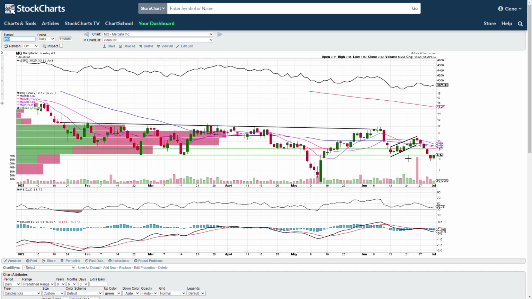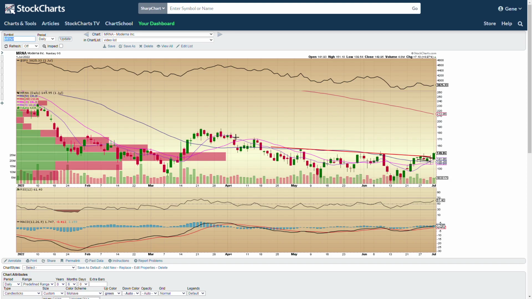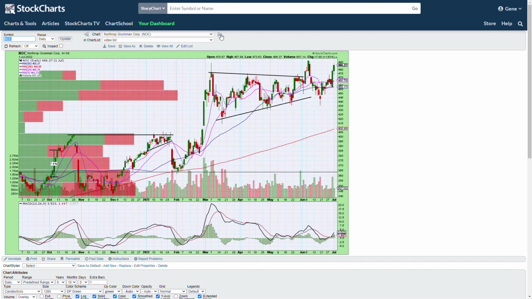MQ, we talked about this bear flag last week. It broke out of it Monday, pulled down under this resistance level now, waiting on the 9 to come down to help push it down. Moderna, this hasn't been trading that well, but you can see this flag here coming into the 9 with a nice candle on Friday, pushing up, taking out the downtrend here.